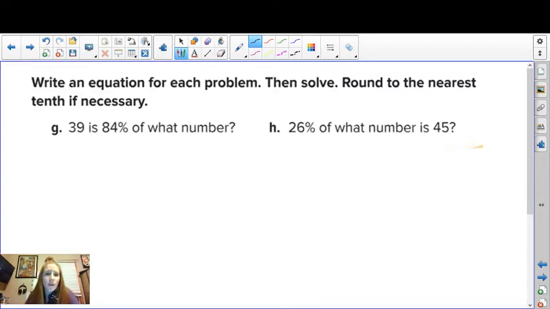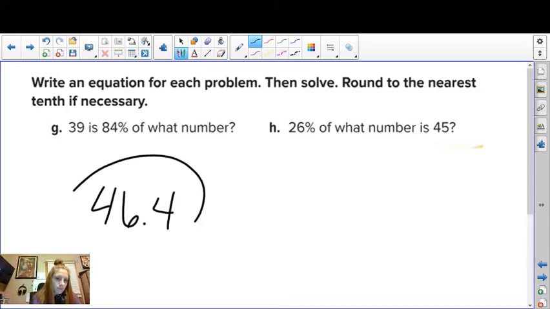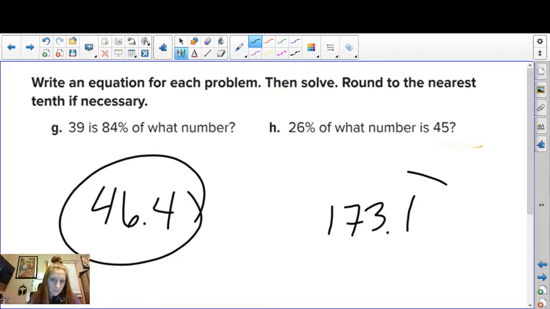All right, gentlemen, write and solve these two equations, then we'll come back and see what we come up with. $46.4 and 173.1.